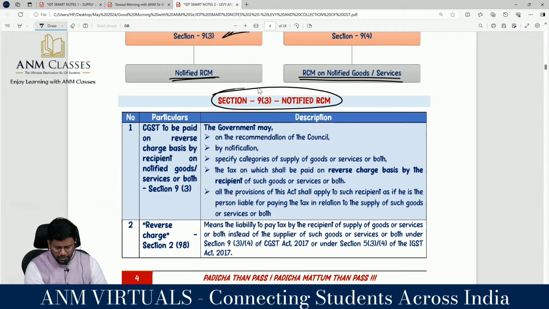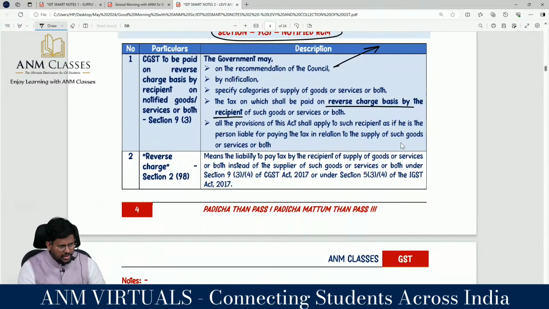Sir, 9(3) notified RCM. The government on the recommendation of the council by notification specifies categories of supply of goods or services or both, the tax on which shall be paid on reverse charge basis by the recipient of such goods or services or both, and all provisions of this act shall apply to such a recipient as if he is the person liable for paying the tax in relation to supply of such goods or services or both. So the government, after getting the recommendation from the council, specifies certain goods or services or both. If you are receiving that, the recipient is the person liable to pay tax on a reverse charge basis. What do you mean by reverse charge?